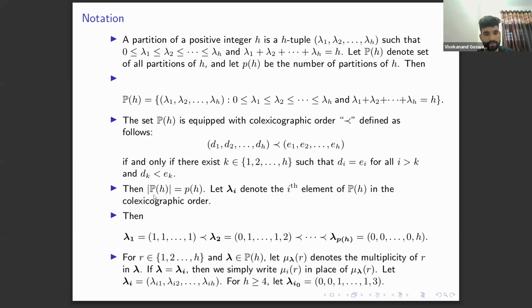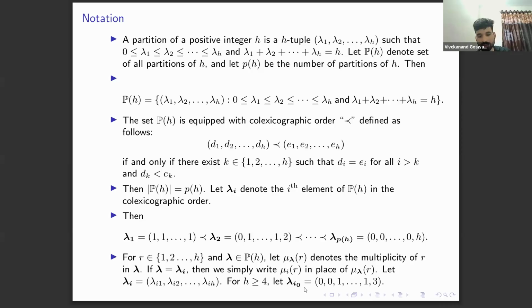Obviously the cardinality of P_H is this small p_H, and we let lambda_i denote the i-th element of this P_H set. For r from 1 to h and h in P_H, let mu_lambda(r) denote the multiplicity of r in lambda. If lambda is equal to lambda_i, then we simply write mu_ir in place of mu_lambda(r). We denote lambda_i as lambda_i1, lambda_i2, up to lambda_ih.